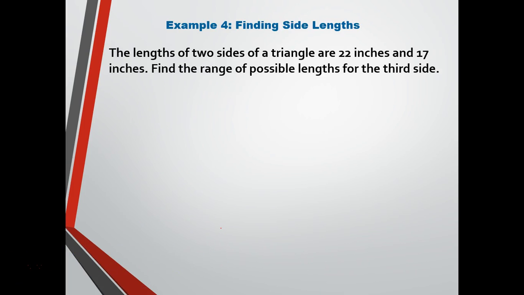So another thing we can do with the triangle inequality theorem is answer a problem like this. It says the lengths of two sides of a triangle are 22 inches and 17 inches. Find the range of possible lengths for the third side. So we're going to be using the triangle inequality like this right here. I'll show you a shortcut to this here in just a second, but let's do it the long way first. So we have side lengths 22, 17, and an unknown. We'll call it x. Let's do the triangle inequality theorem with these three.